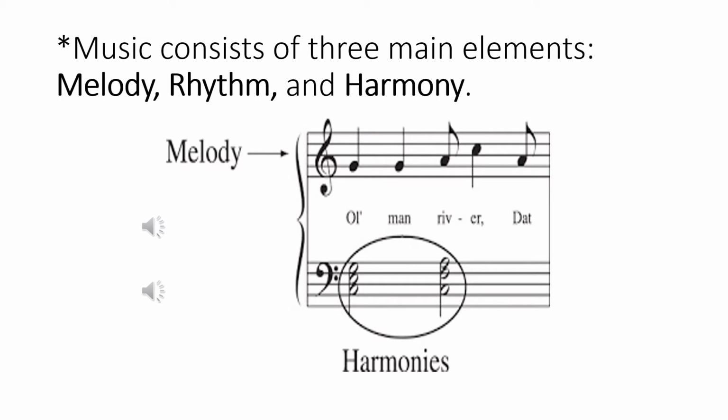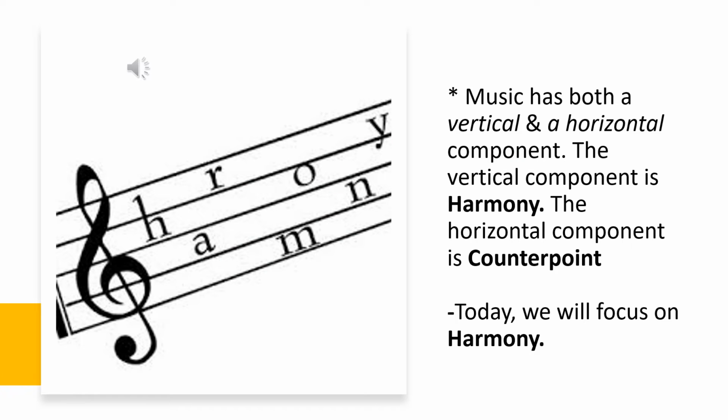Music consists of three main elements: melody, rhythm, and harmony. For example, down here this is the music sheet, and let's listen to it. Music has both a vertical and a horizontal component. The vertical component is harmony, the horizontal component is counterpoint, and today we will focus on harmony only.